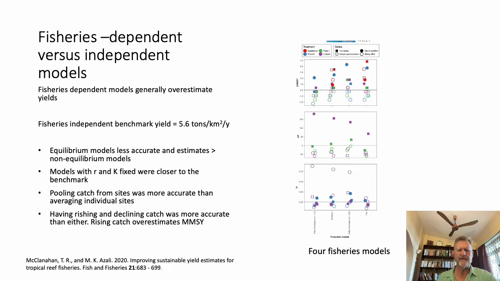Also, it makes a difference as to whether you look at individual sites and the average of those sites, or you pool sites and get the average of those sites. Generally, pooling catch from many sites results in more accurate estimates when compared to the fisheries independent model. And it also makes a difference as to whether the catch is rising or declining, and it is generally good to have a mixture of both rising and declining catches to get better estimates of the yields.